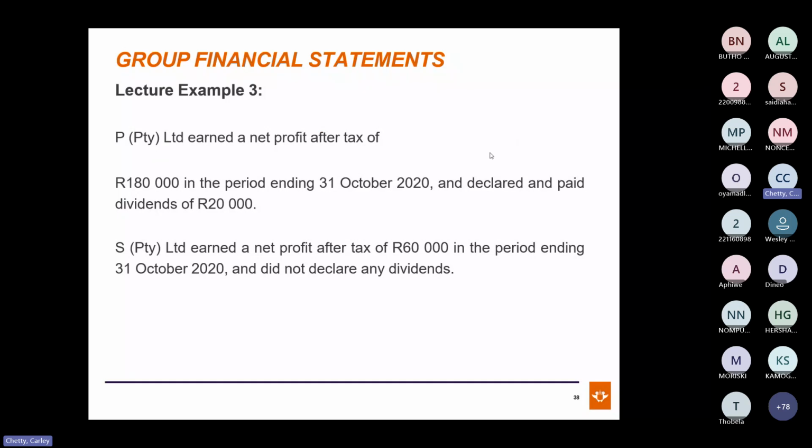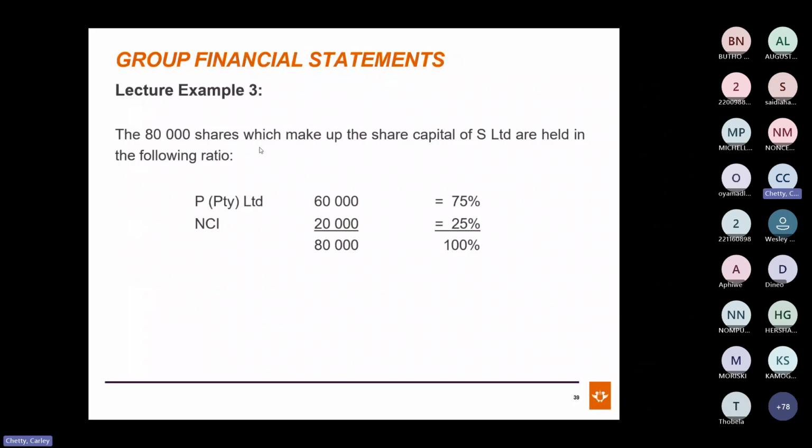Okay, so now it says here P earned a net profit after tax of 180,000 Rand in the period ending 31 October 2020 and declared and paid dividends of 20,000 Rand. S earned a net profit after tax of 60,000 Rand in the period ending 31 October 2020 and did not declare any dividends. So let's have a look at the shareholding.